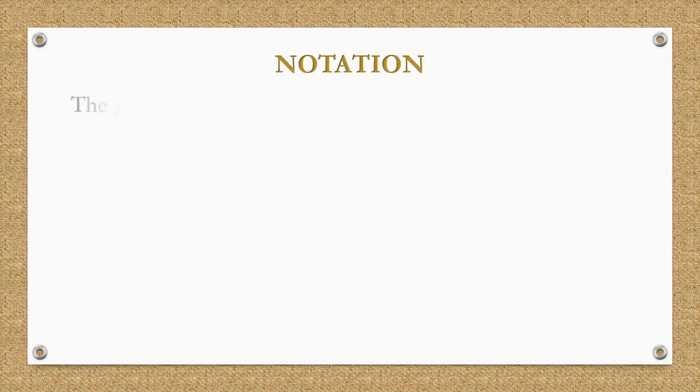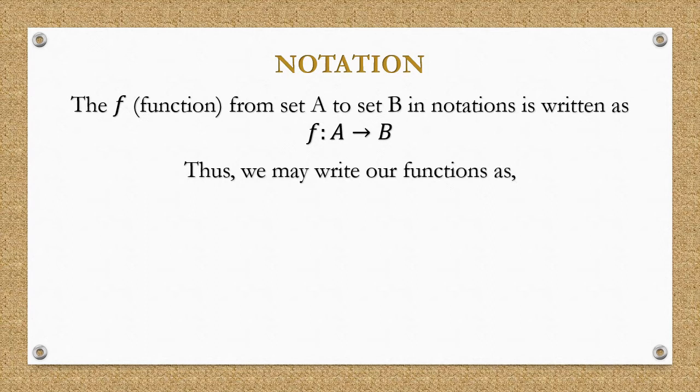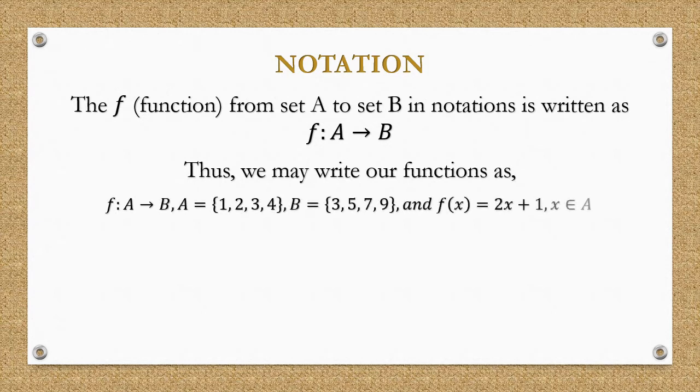But before that, let me clarify certain things. That is the f, that is the function from set A to set B in notations, is written as f colon A arrow B, or we can call it f is a function from set A to set B. Now that's how we call it. Thus we may write our functions as f is a function from A to B. A is 1 2 3 4, B is 3 5 7 9, and f(x) is 2x plus 1, where x belongs to A. These are how we are going to write our functions from now on.